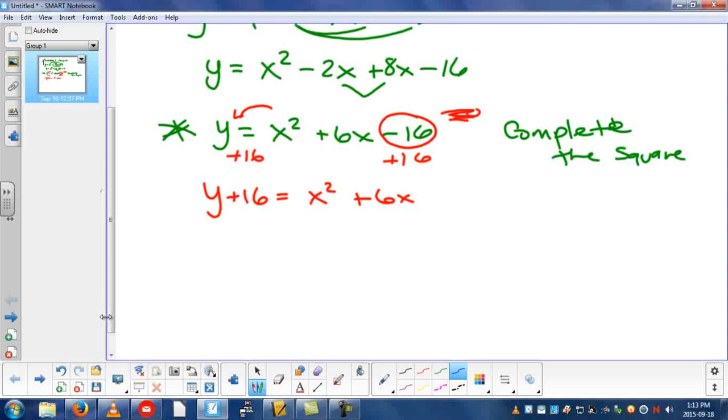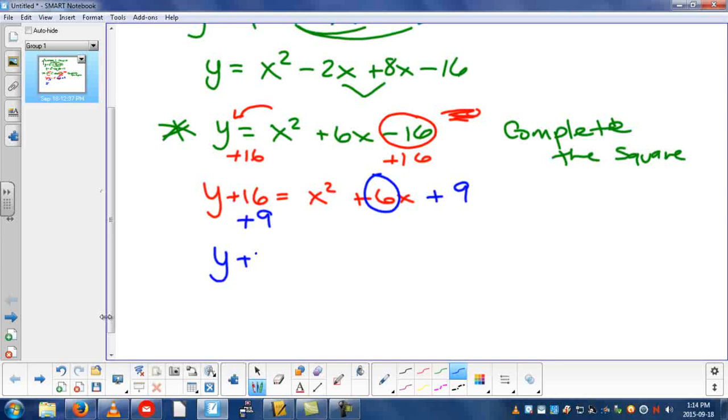Okay, I'm going to take half of this 6, which is 3. But then I'm going to square that number. And 3 squared gives me 9. So I will add 9 to both sides. And so again, why am I adding 9? It was half of the 6, and then that number squared. That's a description you have to give in your answer today.